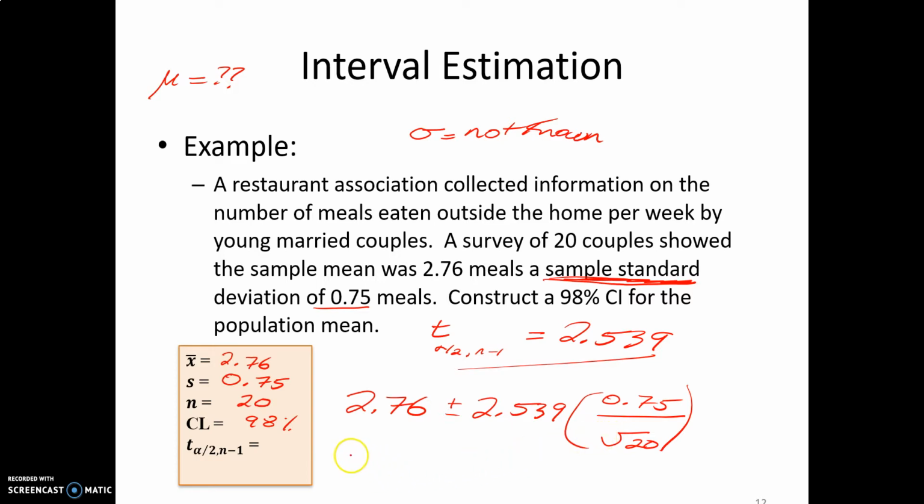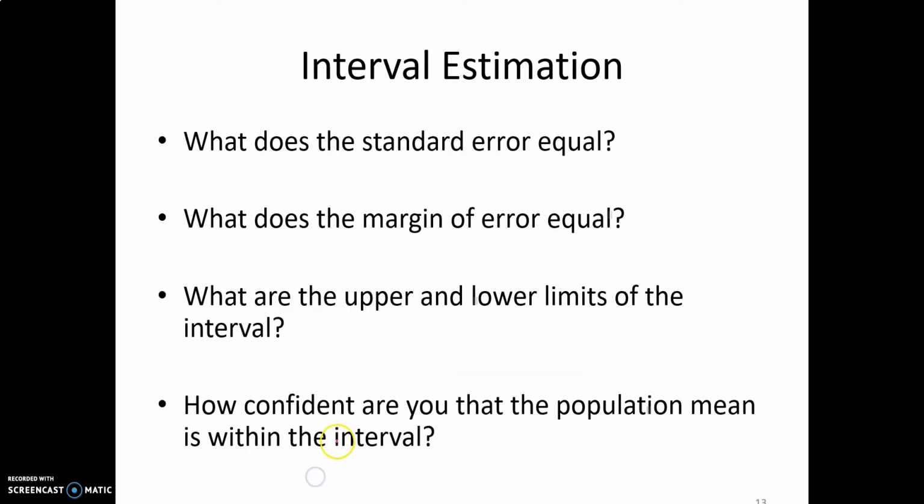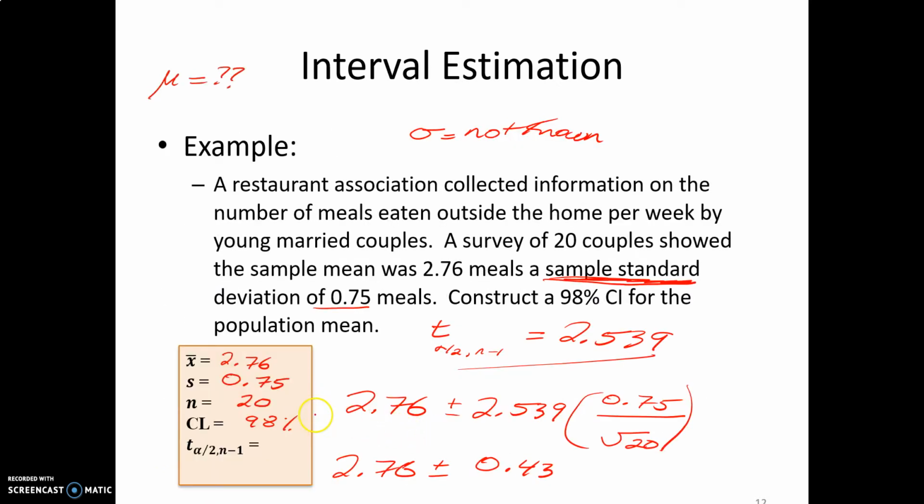So this is going to work out to be 2.76 plus or minus, and we're going to round to 2 decimal places, 0.43. And that's how we would leave our final answer, as written in this format here. 2.76 plus or minus 0.43.